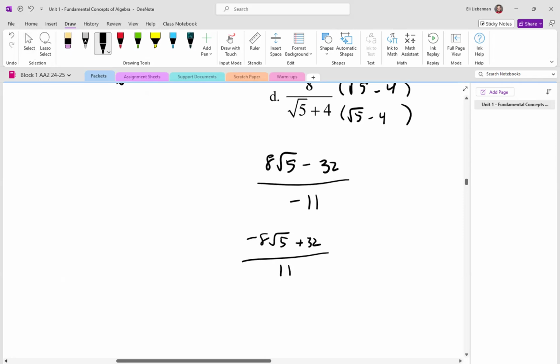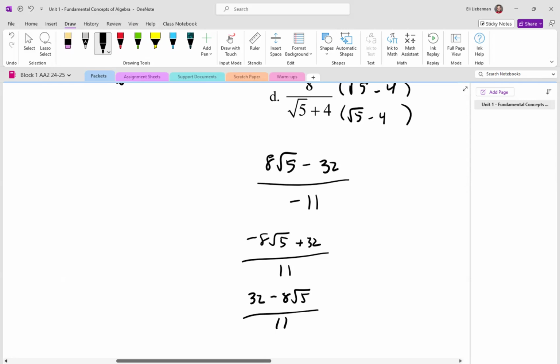So the top will become 32 minus 8√5. Now, it's not wrong the other way, and I would never take off points for starting with a negative like this. I will take off a point if you're dividing by a negative. So please remember to at least do something to bring it to the top.